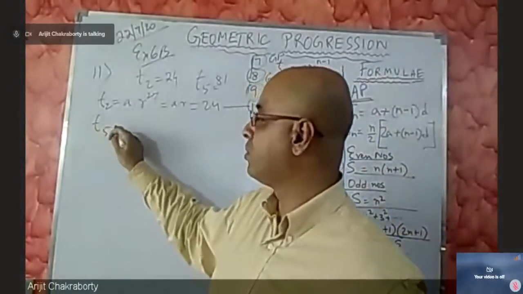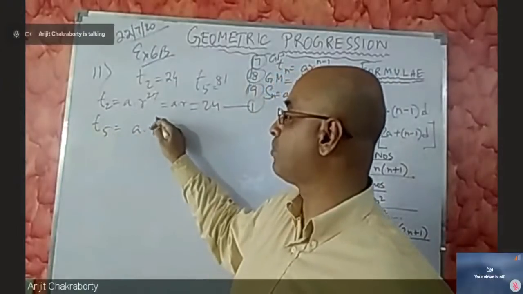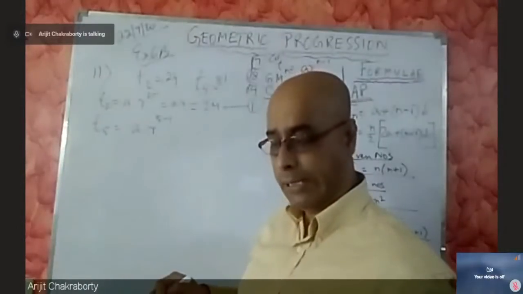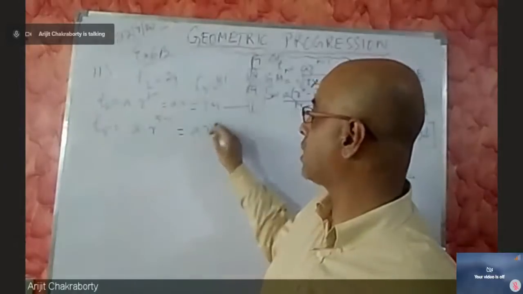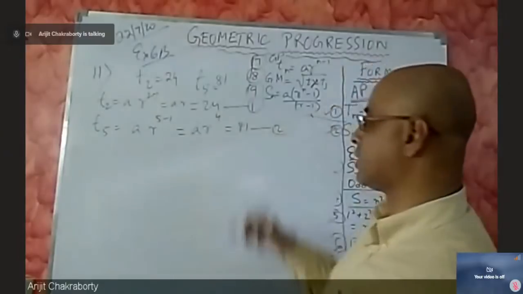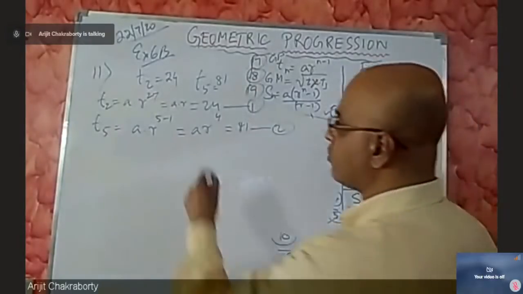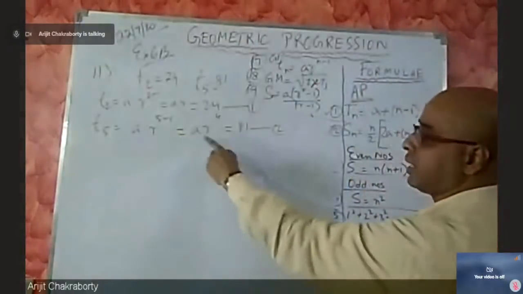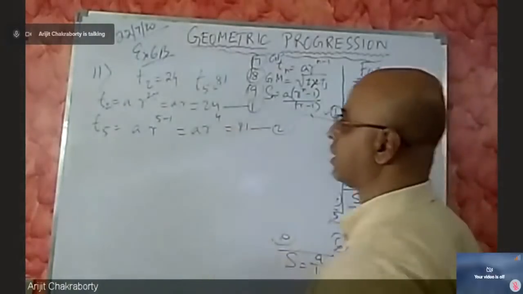Excellent. Now we take the fifth term. Term 5 is equal to a into r to the power 5 minus 1, so this is a r to the power 4. This is equal to 81. So we have a r is 24 and a r to the power 4 is 81.